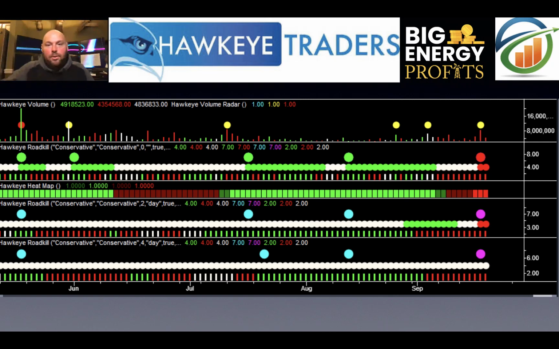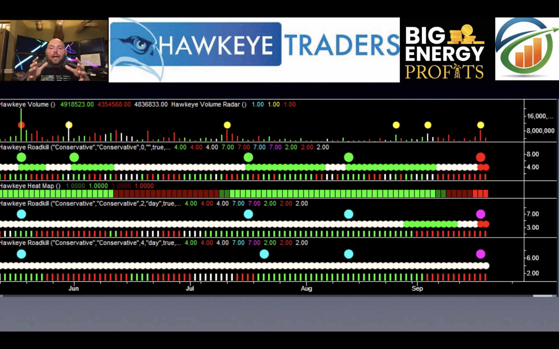So on the very top here, we have the Hawkeye volume. Volume is telling me in 300 calculations per bar who has control of the market. Buyers, sellers, or neutral, meaning there is no defined control. The next line we're going to look down at is the Hawkeye Roadkill. Now, this Hawkeye Roadkill is actually observing the chart I'm looking at. So this would be on a daily chart. This Roadkill is telling me where my entry is, what the trend is, and what the volume is. And the line just below that is telling me what the heat map is.